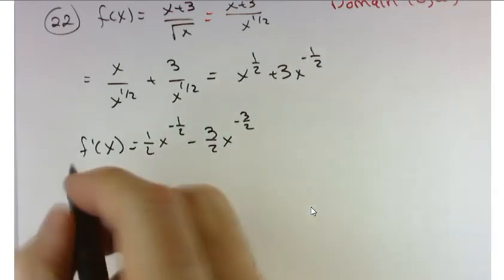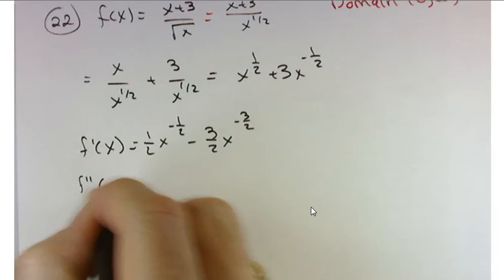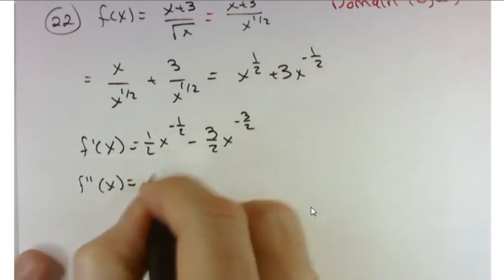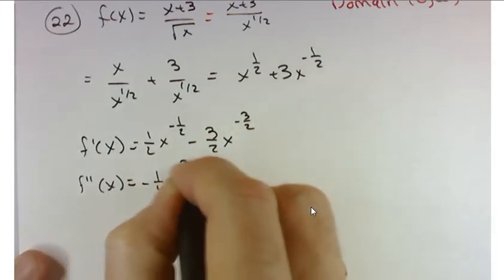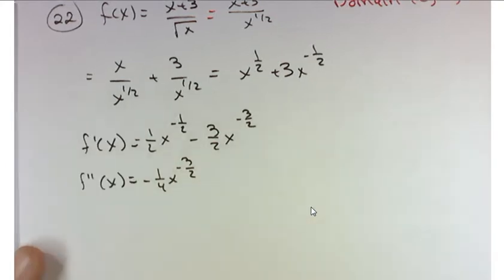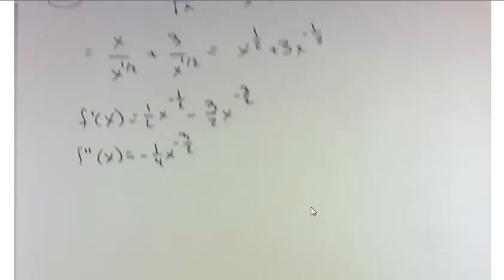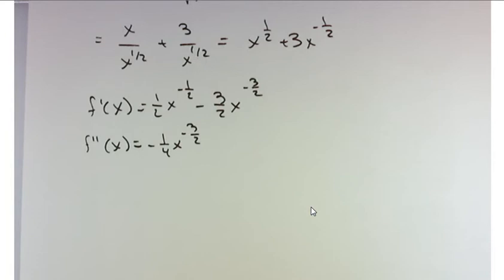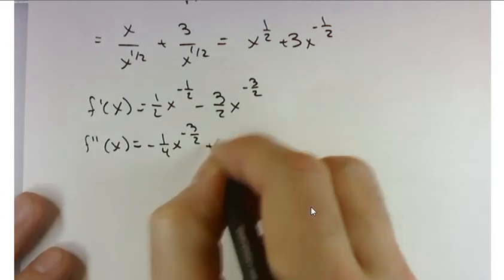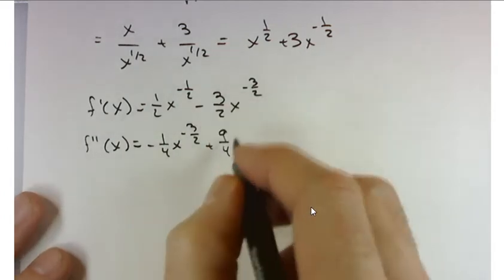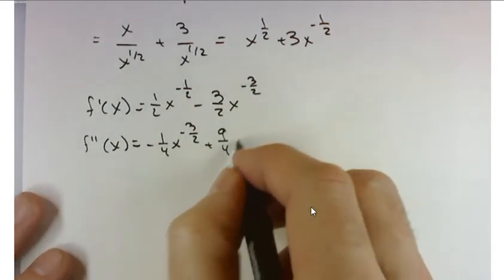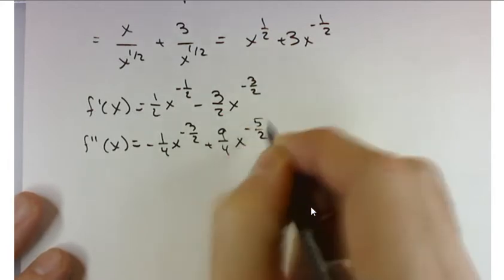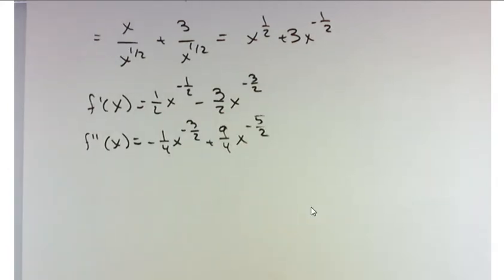F double prime of x is going to be negative 1/4 x to the negative 3/2. Any takers on the rest? What am I going to get on the rest? Plus 9/4, good, because 3/2 times 3/2. X to the negative 5/2. Nice.